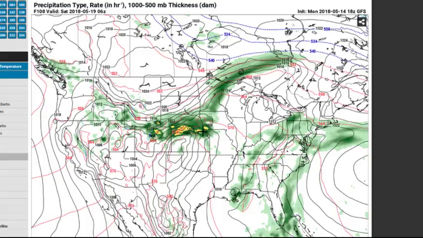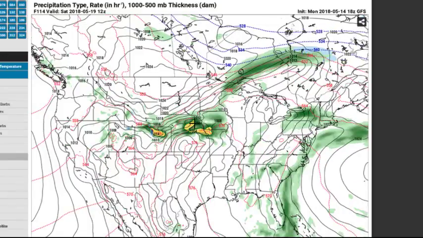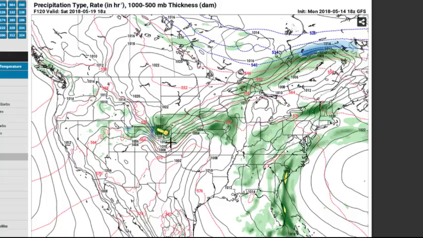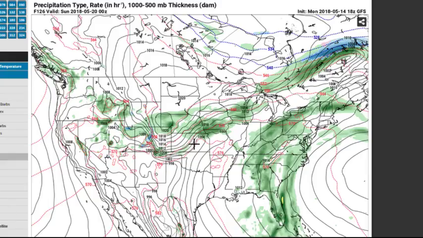Okay, then for Saturday, looks like MCS overnight through Nebraska, maybe even in Colorado. That's kind of unusual. Looks like that front sinks southward.